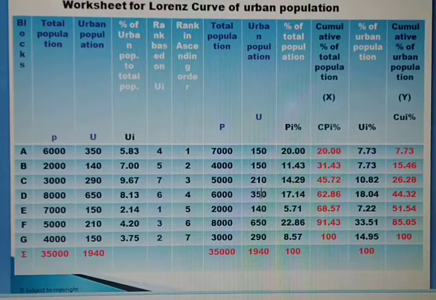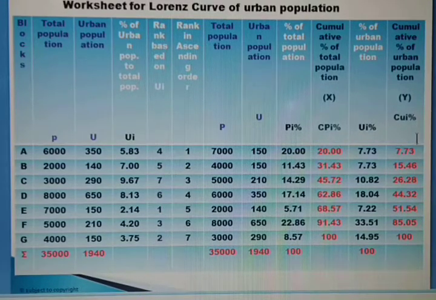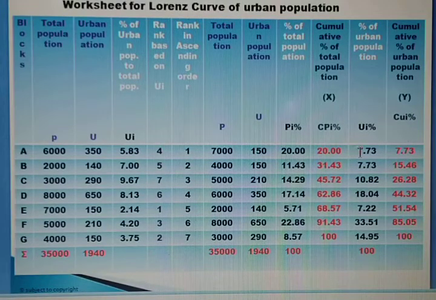The next one is 210. So 210 divided by 1940 into 100. Okay, you will get this value, and after that find out the cumulative percentage of urban population. And so this is the cumulative percentage. So how to find out this value? Now, write this thing first the same, after that add the second value, and you will get the next cumulative percentage.